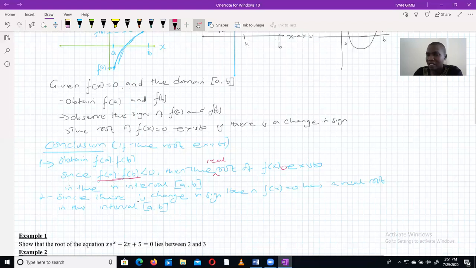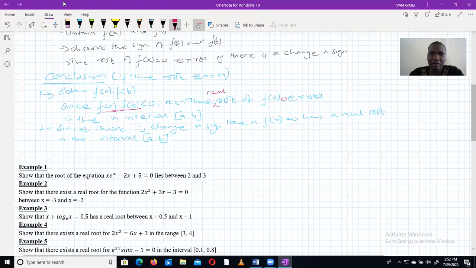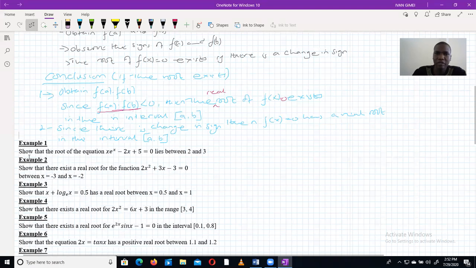That's one way of concluding. The other one is: since there is a change in sign, then f(x) has a real root in the interval AB. That's what you do. Let's have some examples now. Of course, this summarizes the sign change method, but let's do these few examples and we'll see. We will try to put what I'm saying in practice.